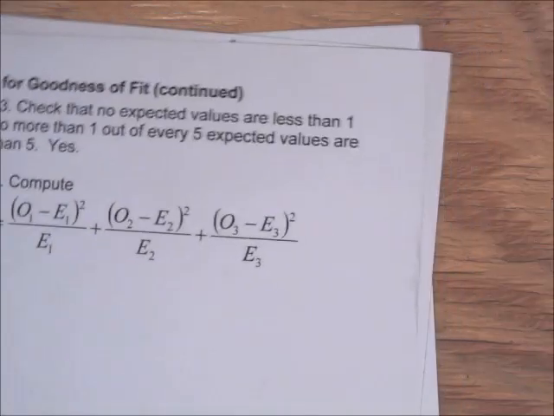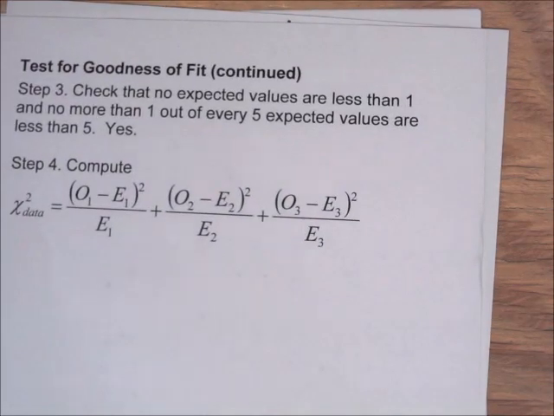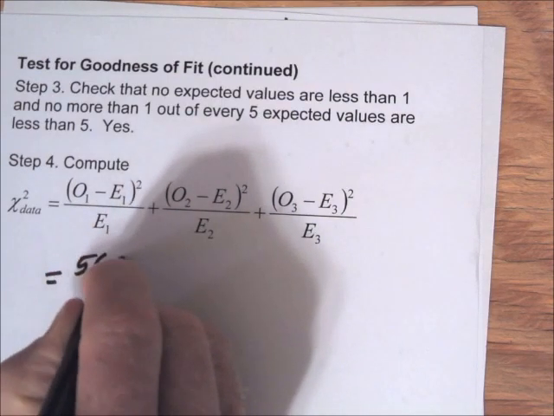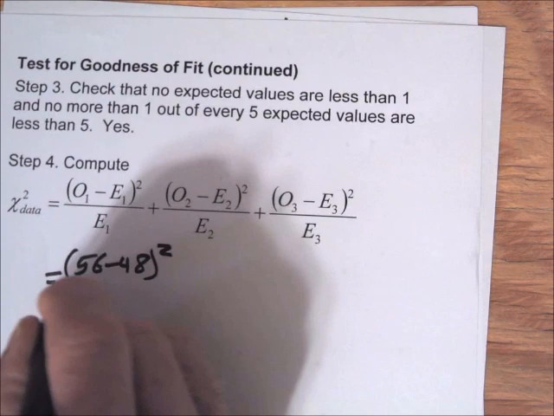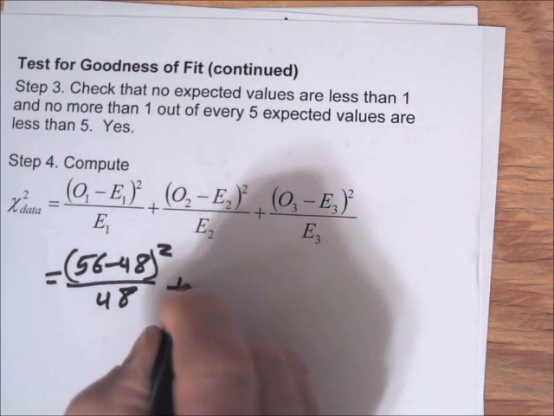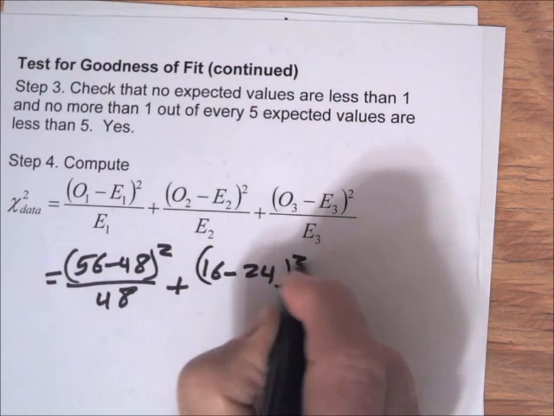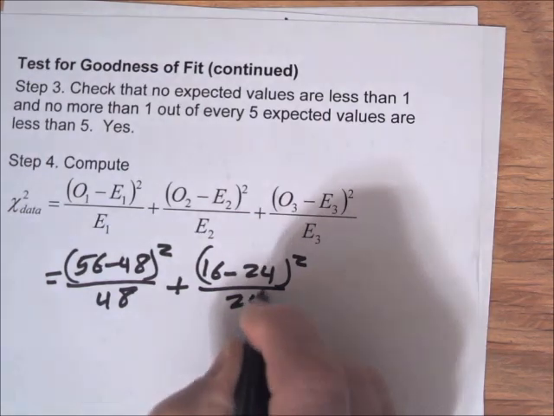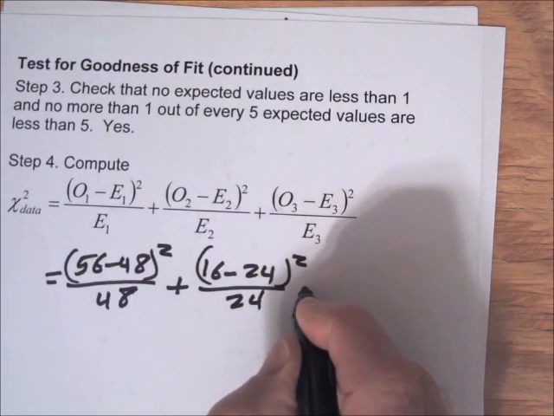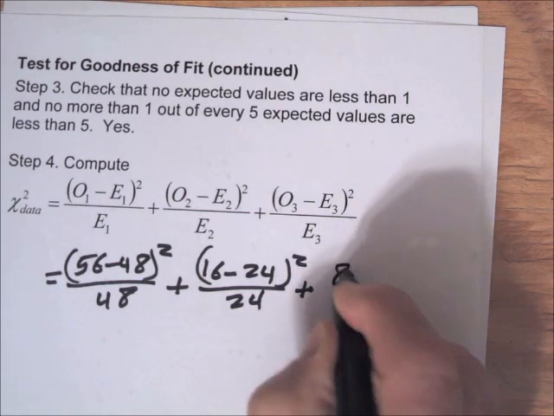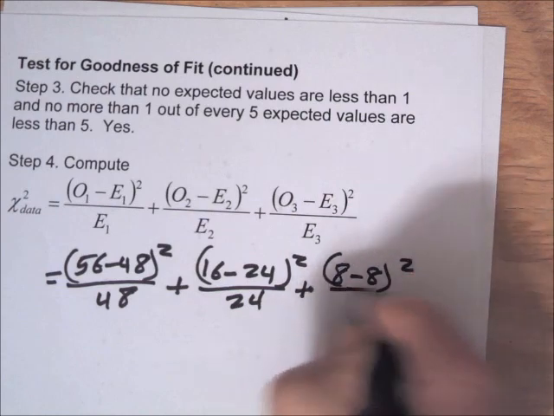Okay, so then we can compute the test statistic, each observed minus each expected, and square it divided by the expected. So we'll have 56 minus 48 squared over 48, plus 16 minus 24 squared over 24, plus 8 minus 8 squared over 8.